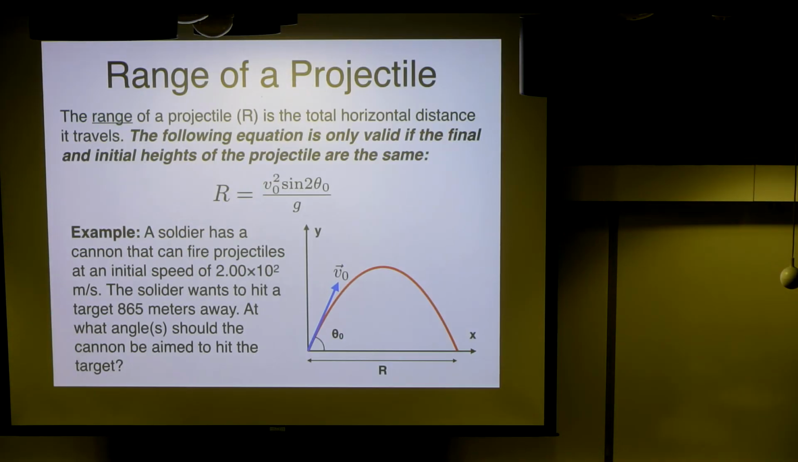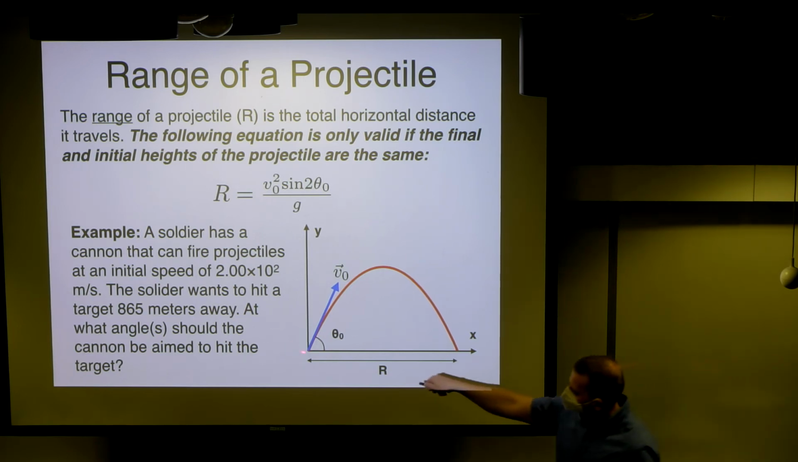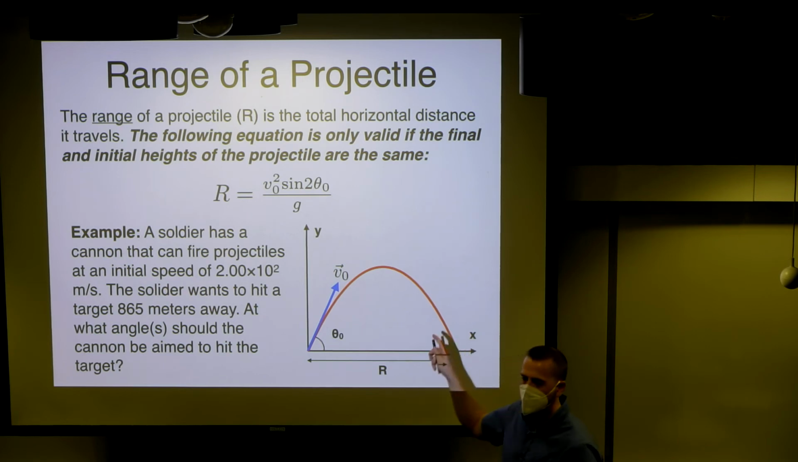So let's do some more with this projectile motion stuff. Let's talk about the range of a projectile. First, let's explain what we mean by range. The range of a projectile is the total horizontal distance that it travels from the moment that it's launched until the moment that it hits the ground.